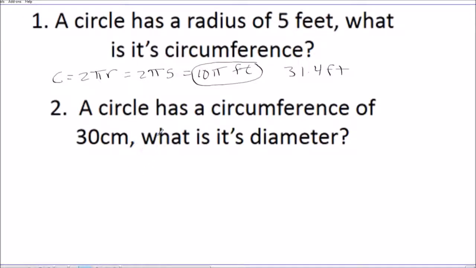Now let's try question 2. A circle has a circumference of 30. What's the diameter? Okay, let's see. Circumference equals 2 pi r. I'm actually going to show you 2 ways to do this. So circumference equals pi times diameter. So these are 2 different methods that we're going to show, and they're both going to run down the page. In both examples, they told us the circumference was 30.